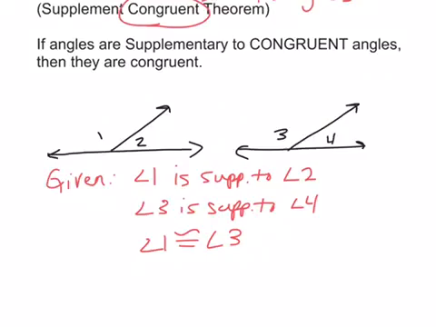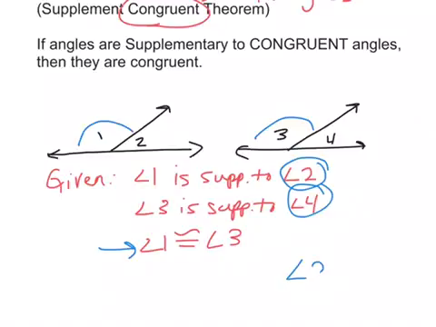All right, so here's a picture. We're given the information angle 1 is supplementary to angle 2. Angle 3 is supplementary to angle 4. Then we're also told that angle 1 is congruent to angle 3. Now again, this theorem, the supplement congruent theorem or complement congruent theorem, has to give you a pair of congruent angles. So here's angle 1 congruent to angle 3. What that tells us is that the other 2 angles, angle 2 and angle 4, will be congruent to each other. So angle 2 is congruent to angle 4.